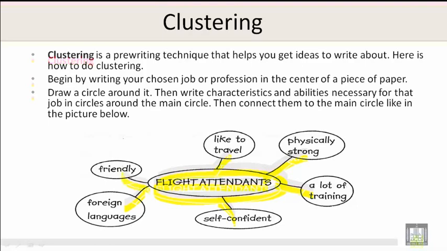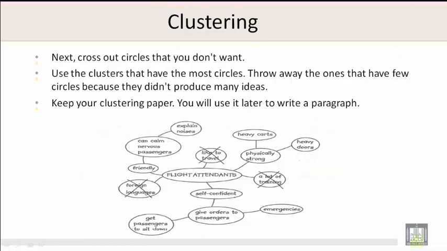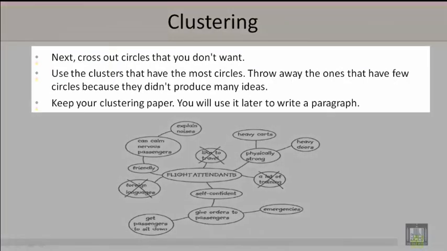So, characteristics and abilities for flight attendants. You could say, like to travel, physically strong, a lot of training, self-confident, knows foreign languages, and is friendly. Next, cross out circles that you don't want. Use the clusters that have the most circles. Throw away the ones that have few circles because they didn't produce many ideas. Keep your clustering paper. You will use it later to write a paragraph.